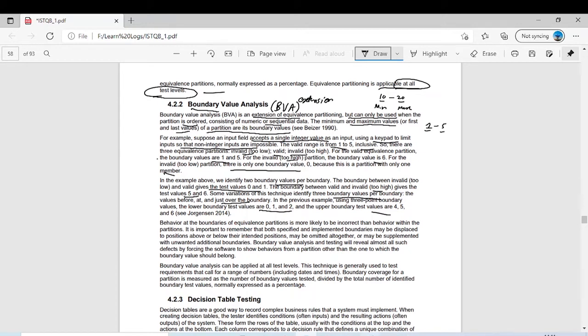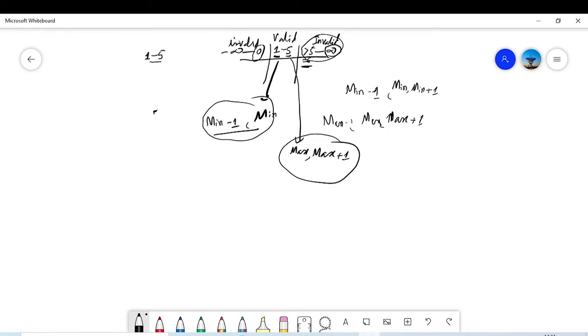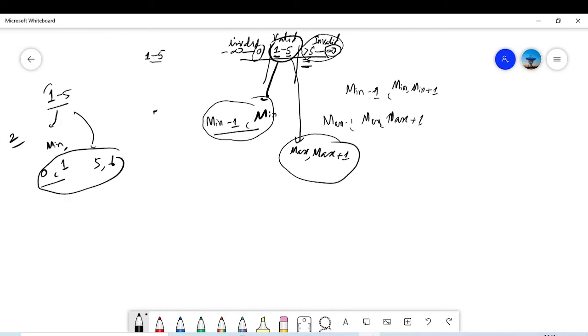Like I have told you, normally we have this valid range 1 to 5. There are two types: the first one is 2-point boundary value analysis, and the other one is 3-point. If we go with 2-point boundary value analysis, what do we do? We take the min, as I have told you already, and min minus 1. That means 1 and min minus 1, 0. Then we take max 5, max plus 1, 6. So two-value boundary analysis means on each boundary we take only two values, min minus 1 and max plus 1.